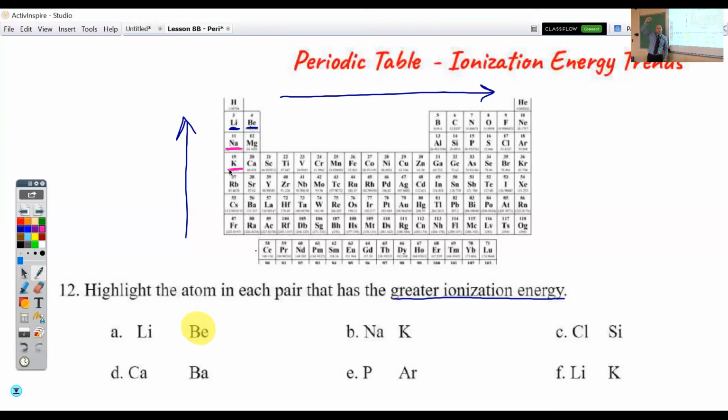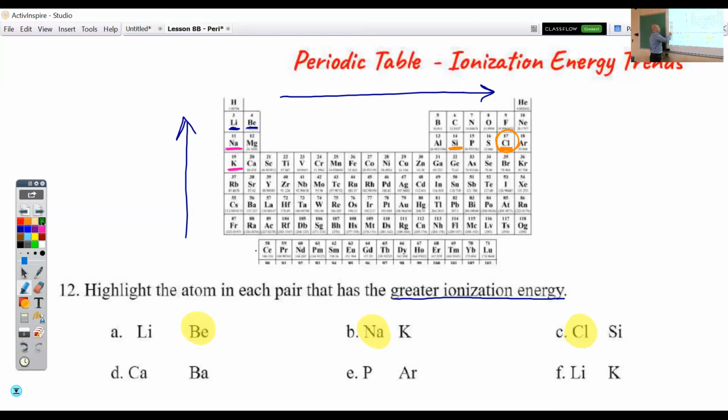Sodium is higher up. So that means it's smaller, more difficult to remove an electron. So we're going to go with sodium for the answer here. Our next combination, chlorine, which is right here, and silicon, which is right here. Chlorine is further to the right side, so it's going to be a higher ionization energy. So we're going to circle chlorine or highlight chlorine.